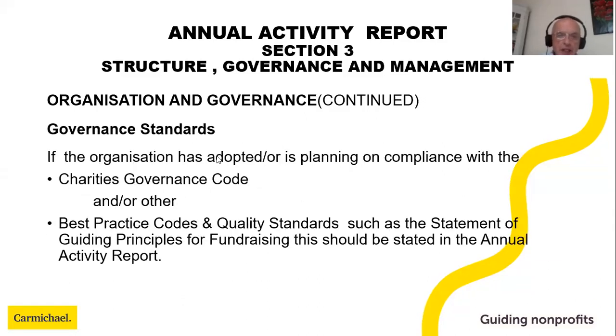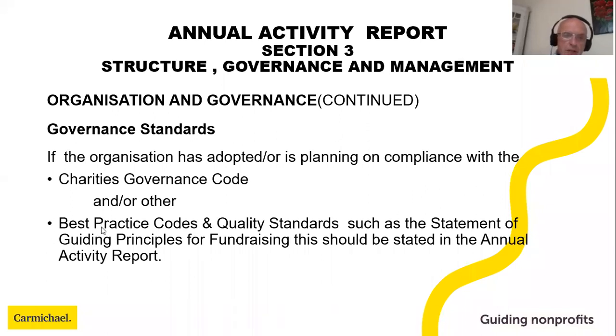Then the governance standards. If the organisation has adopted or is planning compliance with the charity's governance code, you may be on the journey in complying with that code, and 2021 will be a challenging year for most organisations, because that's the first year where you're supposed to declare your compliance with the governance code. Again, how that date is going to be influenced by the COVID-19 situation will be a matter clearly for the regulator.